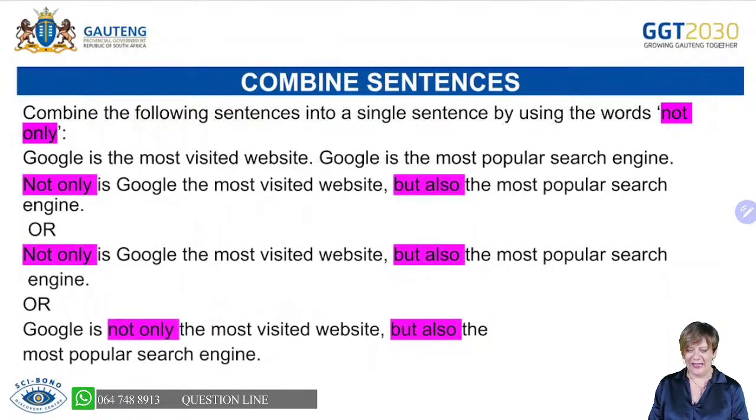Not only is Google the most visited website, comma, but also the most popular search engine. Or I could have said, not only is Google the most visited website, but also the most popular search engine. Or I could have said, Google is not only... can you see, there's a lot of options available to you. Always remember, in the marking guideline, we will add all the different options for you. You just have to make sure that you add the "but also". Really important.